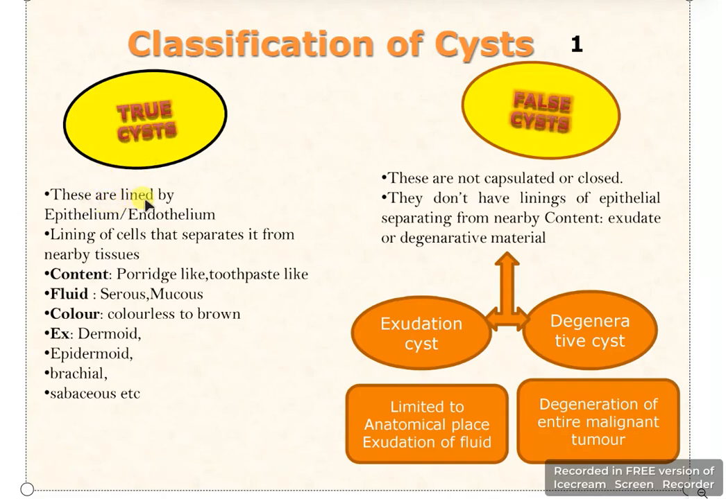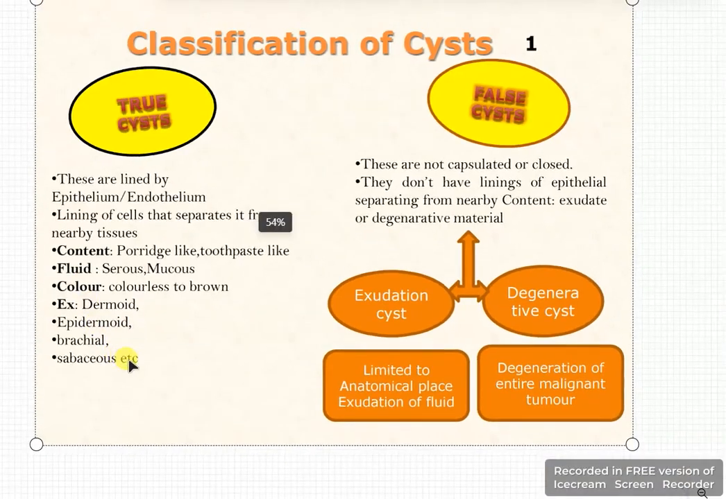True cysts are lined by epithelium or endothelium, or we can say the true cysts have a lining of cells that separates them from nearby tissues. The content of a true cyst is porridge-like or toothpaste-like, and the fluid it contains is serous and mucus type. The fluid can be colorless to brown. For example, true cysts can be dermoid cyst, epidermoid cyst, branchial or sebaceous cyst. So these are the true cysts.